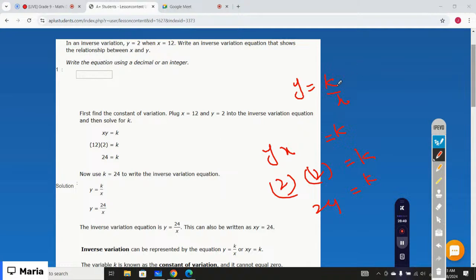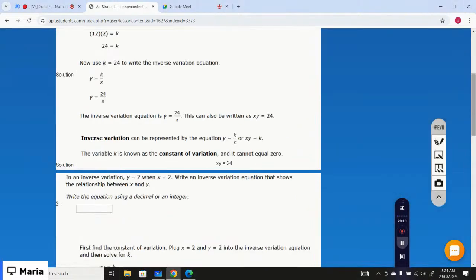You need to write down the equation. So k is 24. So y equals 24 over x. Got it? So the inverse variation equation is y equals 24 over x. This can also be written as xy equals 24, right? Inverse variation can be represented by the equation y equals k over x or k equals xy. The variable k is known as the constant of variation and it cannot be equal to 0. So xy equals 24.